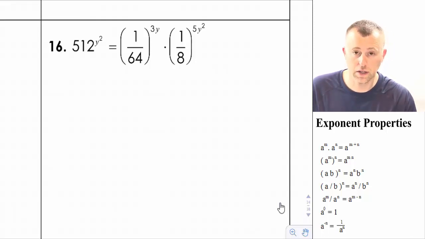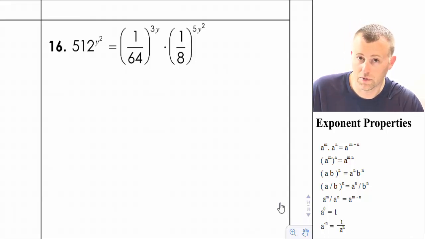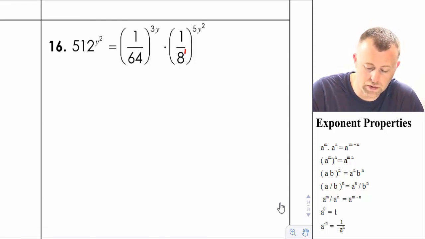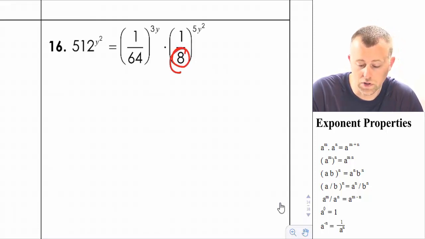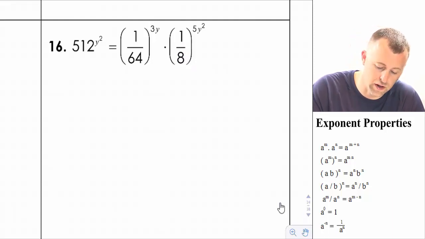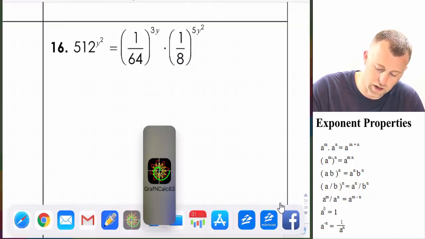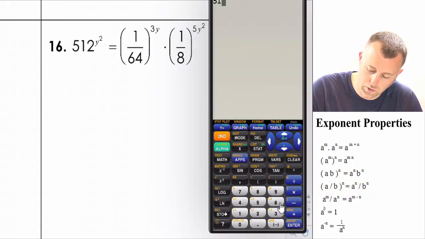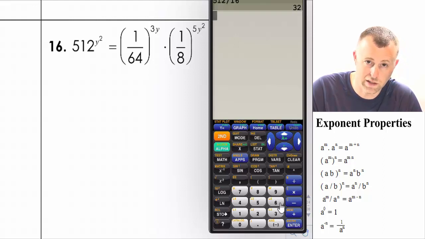But number 16, we have 3 different bases. So you want to see which one you want to break it down to. Obviously, I'm going to look at the smallest number, which in this case is going to be 8. I'm going to see if I can break this down to 8. Now, if you have a calculator to speed things up, then go ahead and use it. That's fine. I'm going to go 512 divided by maybe 16, and I get 16 times 32.